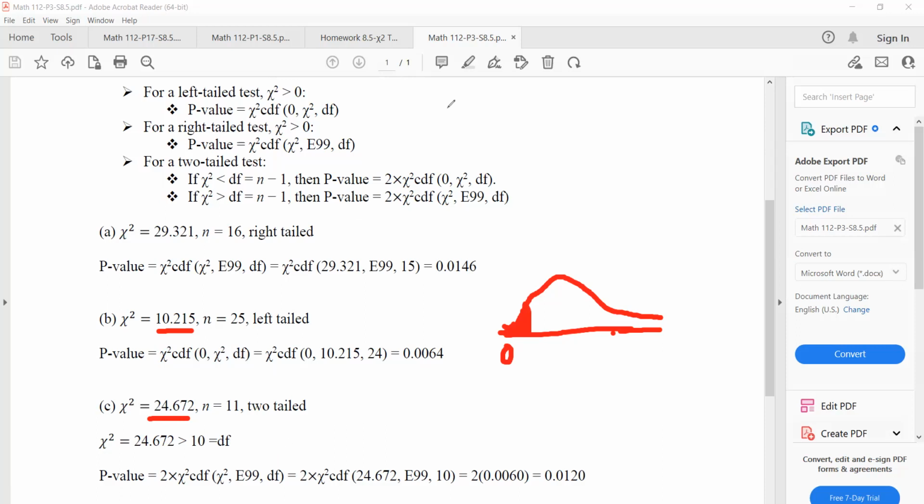So in this case, you would have something, because we don't know where that chi ends up, but it ends up being in the right tail because of her instructions right here. If chi-squared is larger than the DF, then your p-value is twice chi-squared CDF from the chi-square value to infinity. So chi-squared would end up over here.